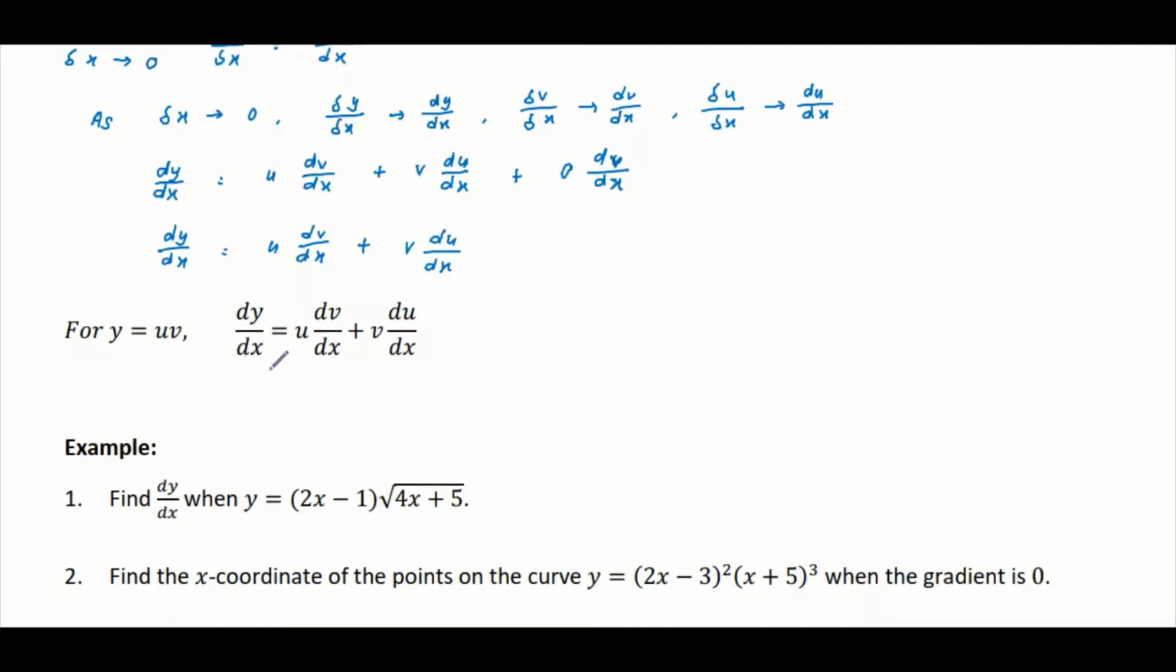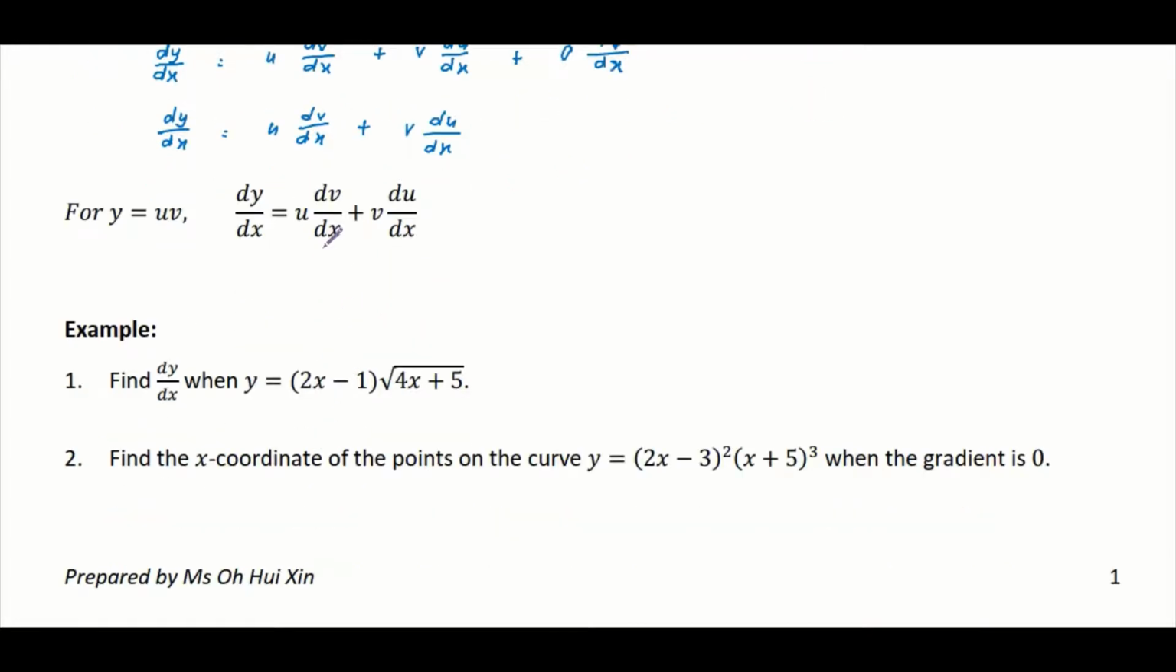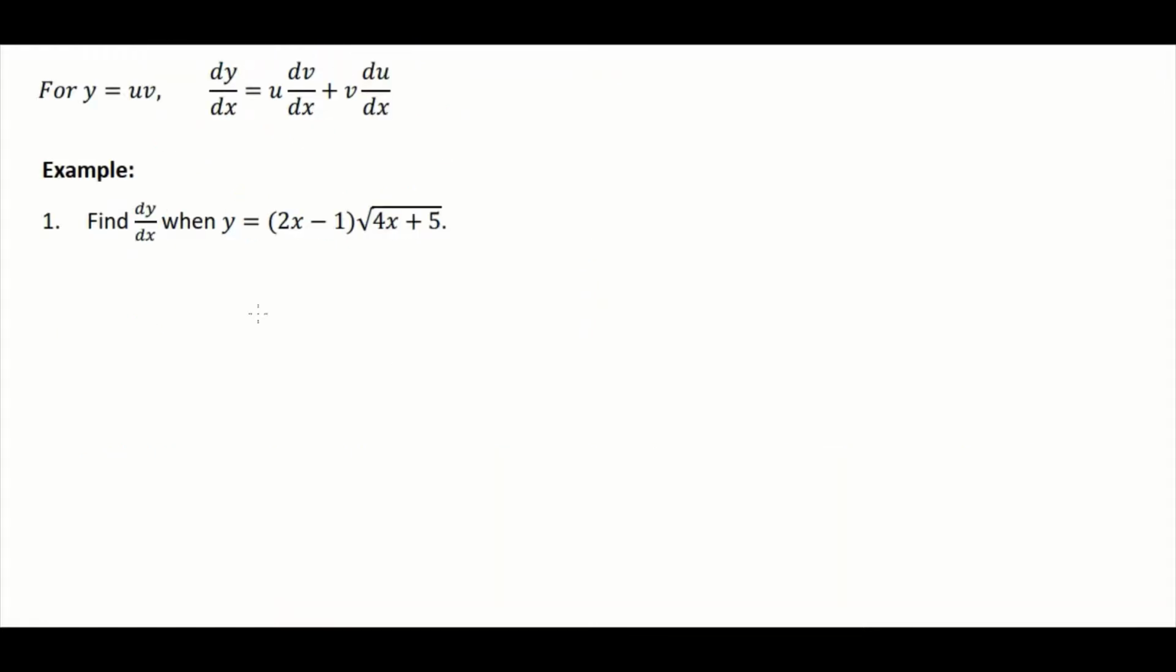So dy/dx will equal the first original function u, then you differentiate the second part, then you rewrite the second function and you differentiate the first part. Okay, so that's the idea. Now let's look at two examples, because I think this is something that you have learned previously already. It's just a recap for you. Number one, find dy/dx when y equals (2x minus 1) square root of (4x plus 5).